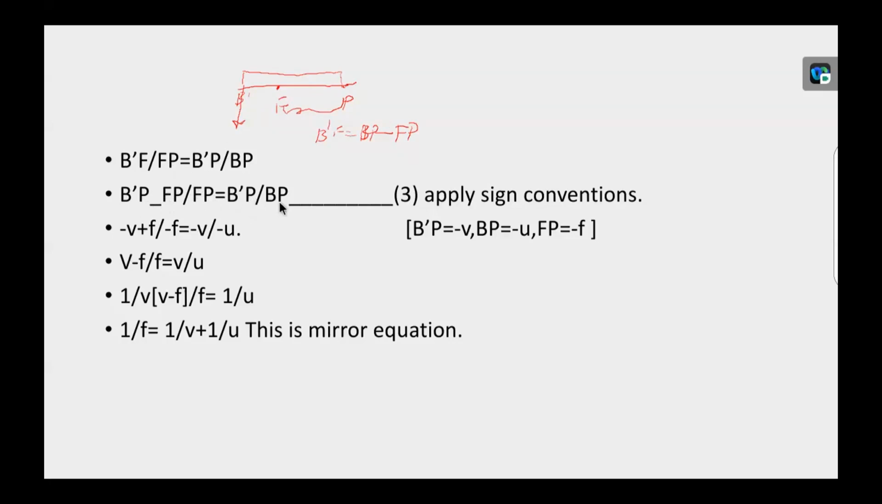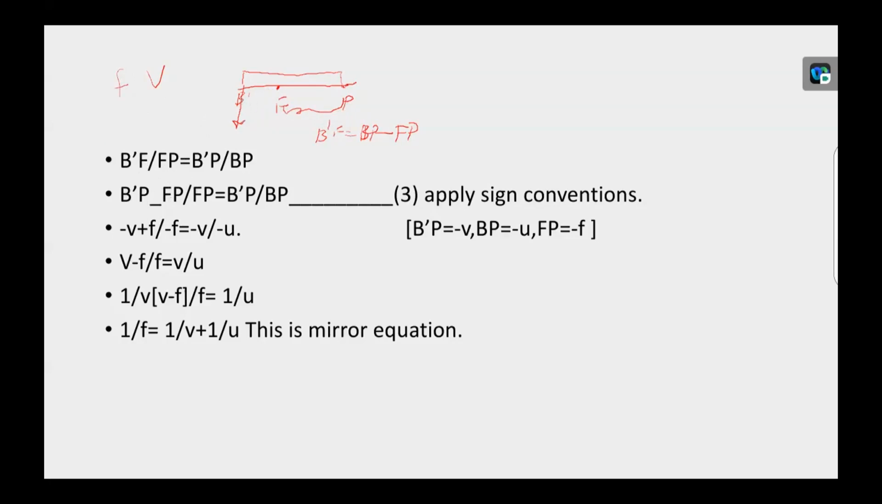Okay. Now we are going to apply sign conventions for the above equation. Why we have chosen this one means we don't know the distance from image to focus. We cannot give any term in the previous section. But image to pole, image distance is shown by V. Focus to pole, the distance is focal length. That means we are going to take in terms of F and V in the numerator. B dash F cannot be written. That's why instead of B dash F, we have replaced B dash P minus FP.